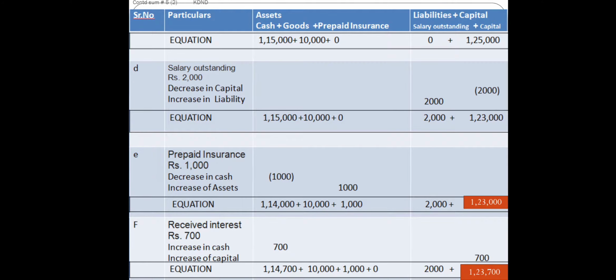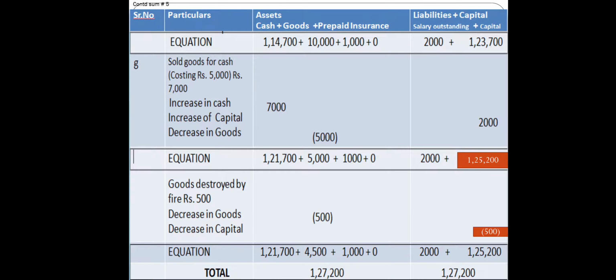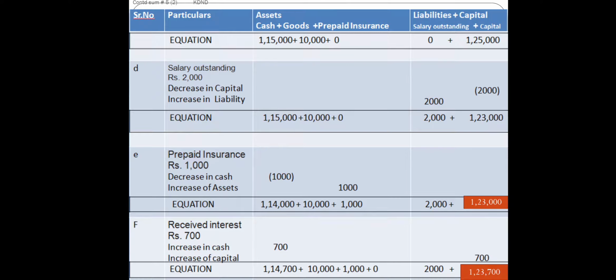Then comes received interest of rupees 700. When you are receiving interest, it is an income. Income increases your capital, and at the same time it increases your cash also. So here 700 you can see over here and 700 over here also. So finally your setup will be the same equation but with an increase of 700, that is, 1,25,700 on both sides.